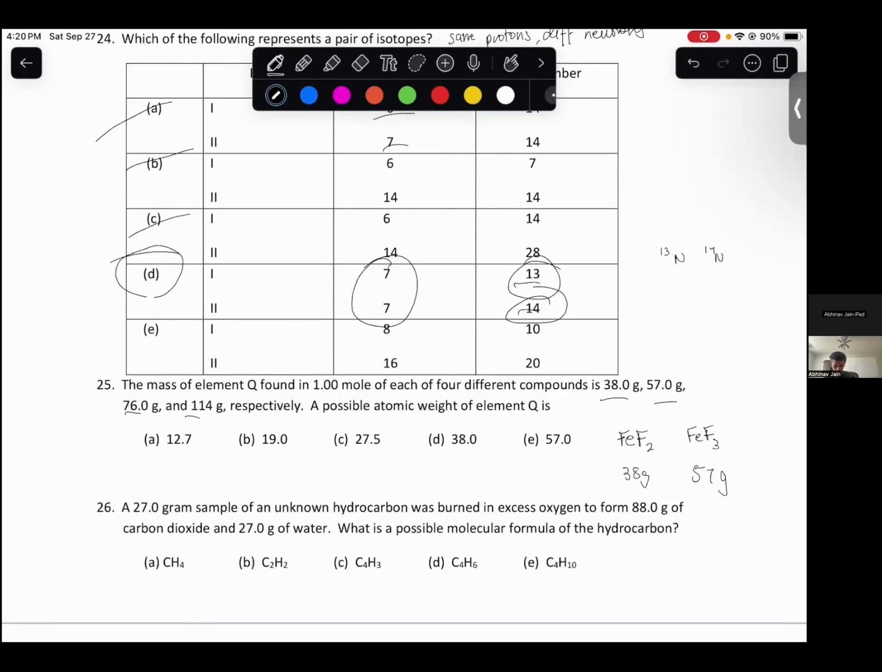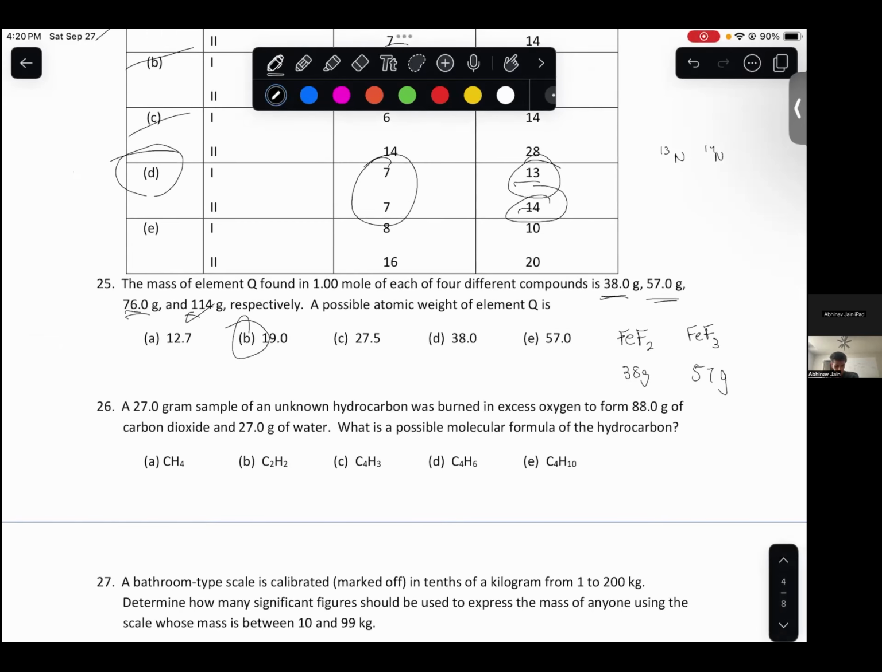So we know that the element is going to be fluorine because the common multiple between all these is 19. So that means the molar mass of the element Q is going to be 19 grams per mole. And that's consistent with what we see on the periodic table because there is actually an element with that many grams, which is fluorine, 19 grams per mole. So the answer is B.